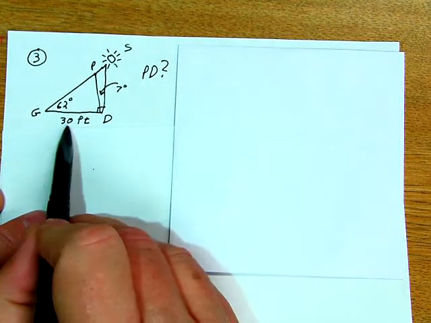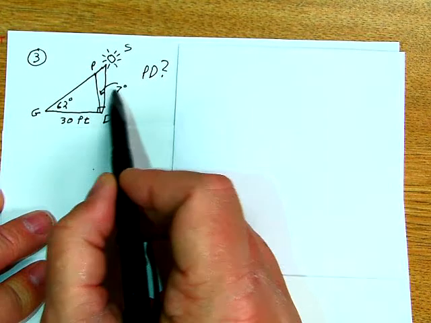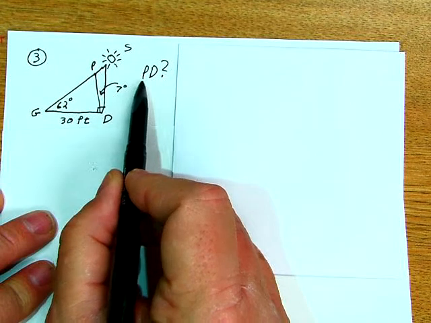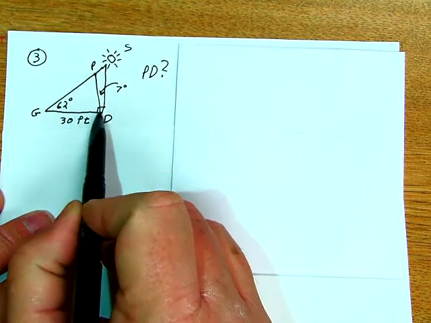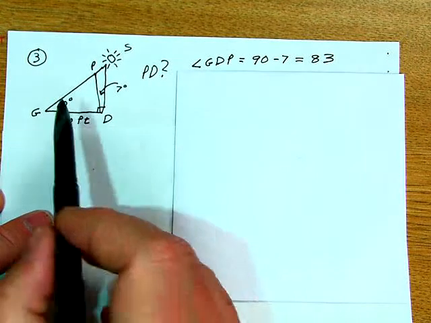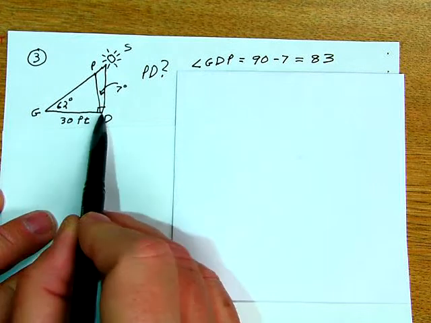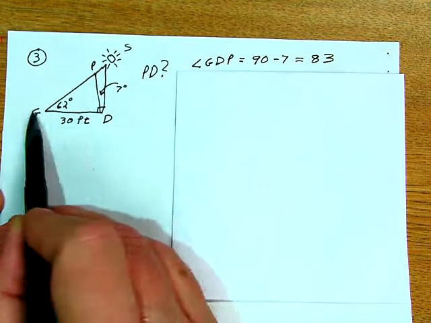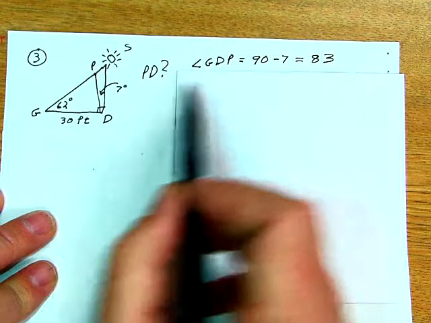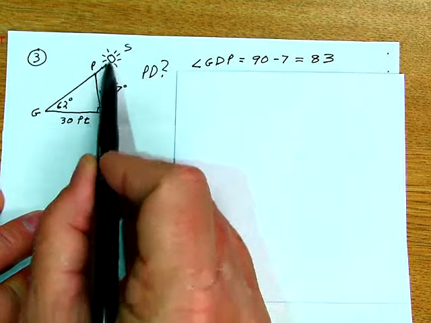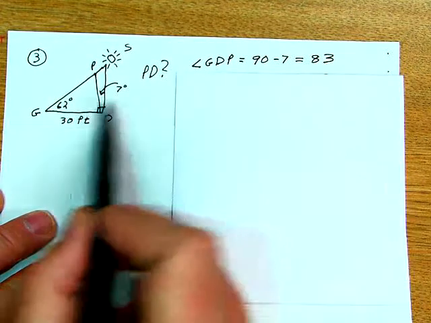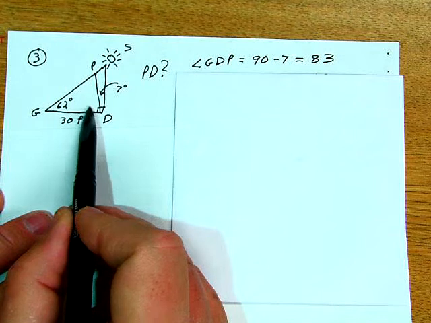Okay? We know that the shadow is 30 feet, and we know that the pole is leaning in the ground at 7 degrees. We are to find the length of the pole, and that is line PD here. Well, the first thing we know is angle GDP, the angle at the bottom where the pole comes out of the ground. We know we have a right triangle, the one that goes up to the sun, and we're missing 7 degrees. So 90 minus 7 is 83. So we now know that this angle here is 83 degrees.